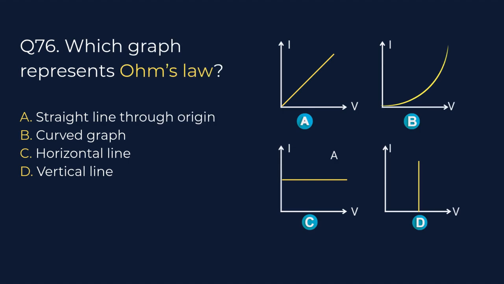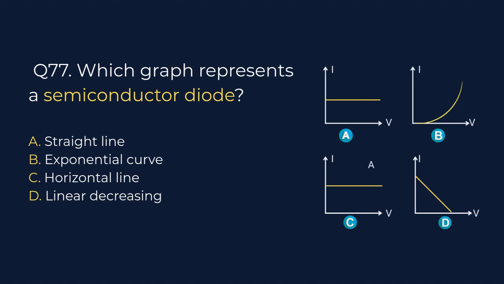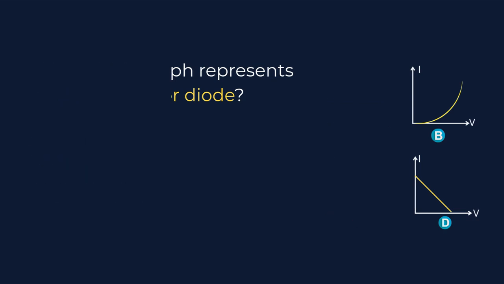Question 76. Which graph represents Ohm's law? Option A, straight line through origin. Option B, curved graph. Option C, horizontal line. Option D, vertical line. Question 77. Which graph represents a semiconductor diode? Option A, straight line. Option B, exponential curve. Option C, horizontal line. Option D, linear decreasing.